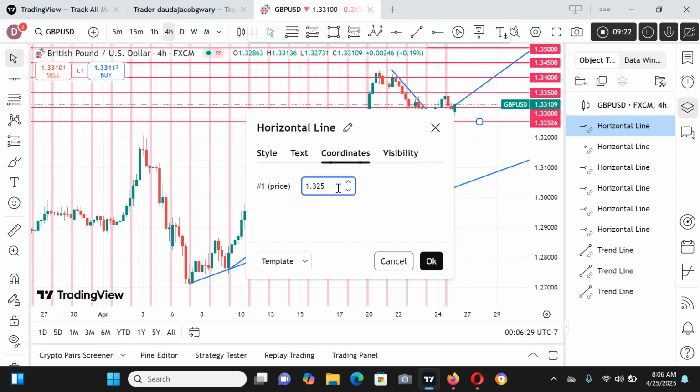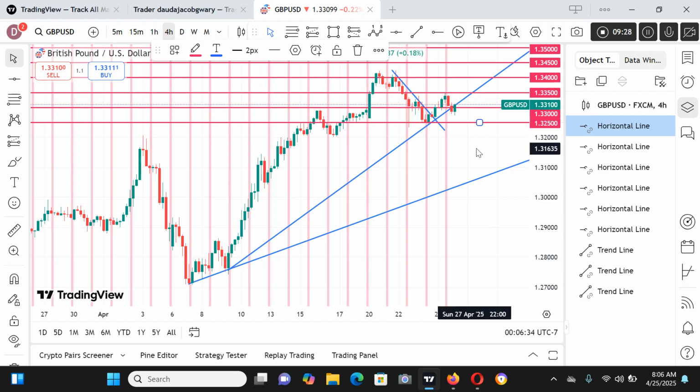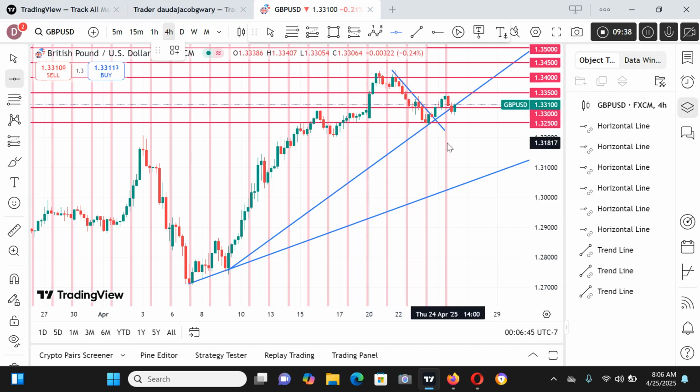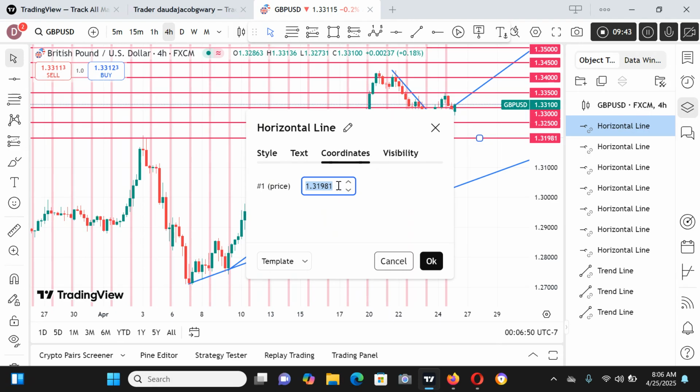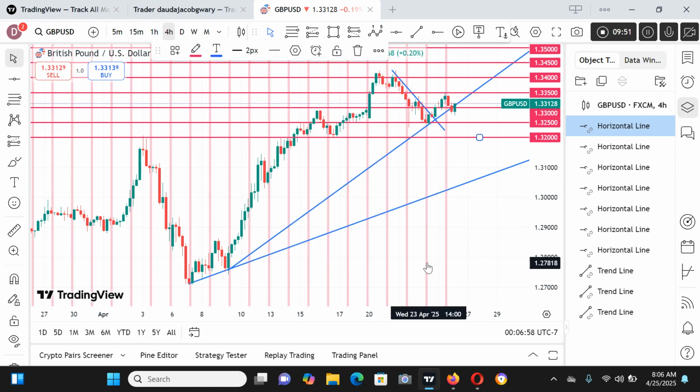So if this one is 3 2 500, the lower one should be 3 2 0 0 0. So this is how to plot psychological levels on GBP USD. GBP, Great Britain versus the US dollar. So if this one is 3 2 0 0 0, the one below it should be 3 1 500.